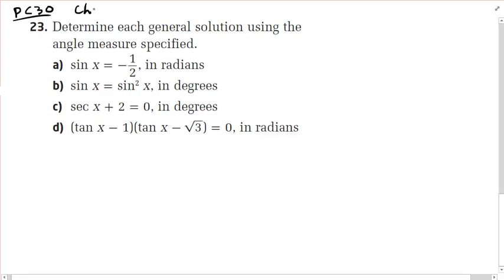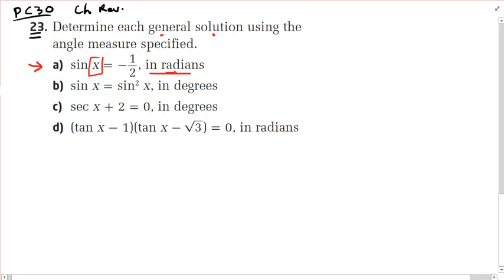This is from the chapter review, number 23. We're going to take a look at letter A. It says sine of x equals -1/2, and of course that's in radians, so we want the answer x to be in radians, not degrees. It asks, what is the general solution using the angle measure specified?